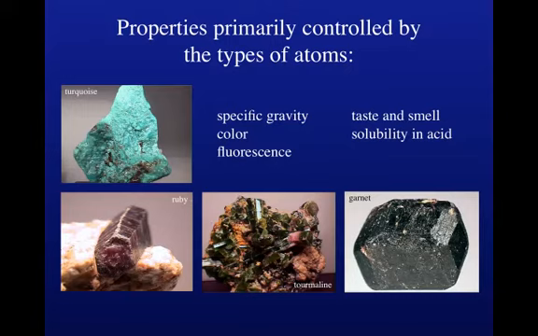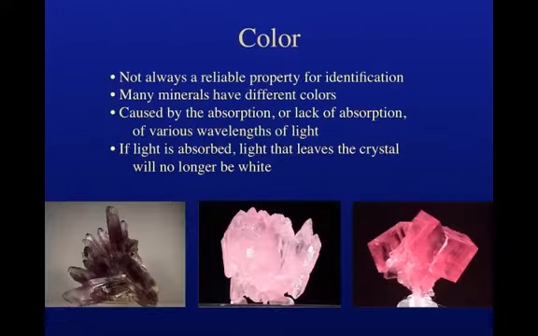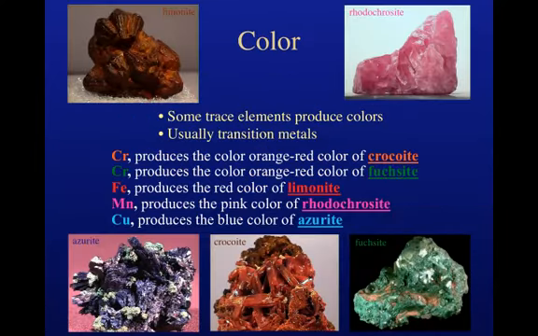Now, another group of physical properties that are controlled by the kinds of atoms that are in the mineral include the specific gravity, the color, whether a mineral fluoresces, a taste or smell, or whether it's soluble in acid. Basically, does it pass the fizz test? Now, color is notoriously misleading for identification because, number one, many minerals have different colors. And this is because color is caused by the absorption or lack of absorption of different wavelengths of light. If it is absorbed, the light is leaving the crystal and it's not going to be white anymore. More importantly, what controls color are the trace elements that are in the minerals.